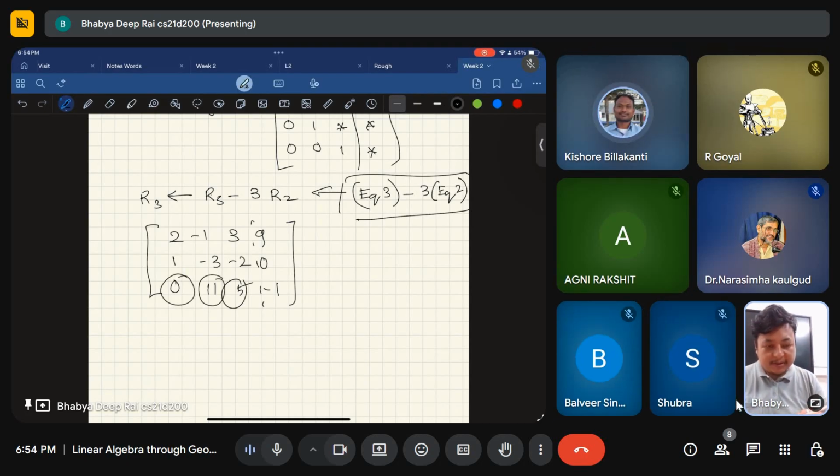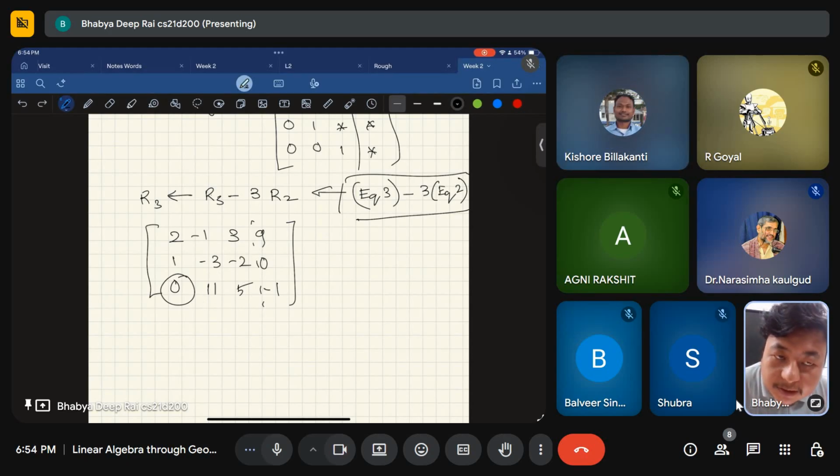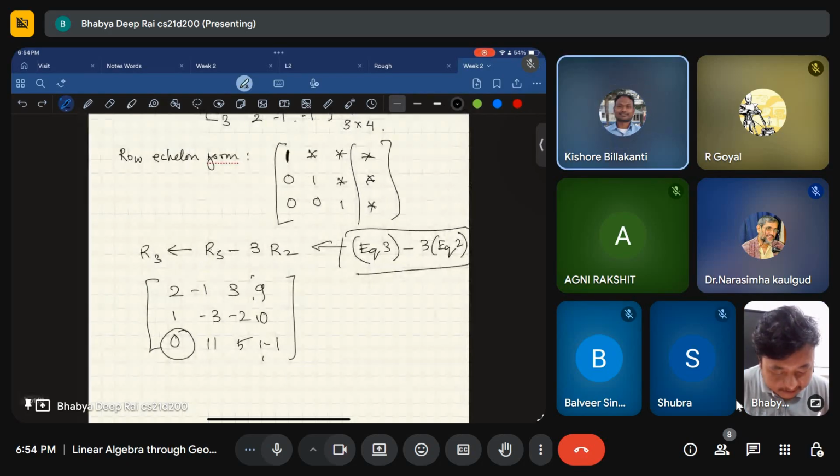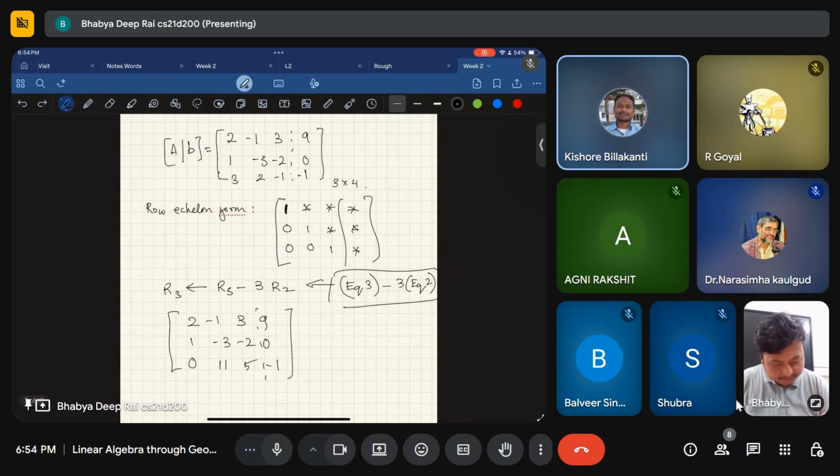It seems the element-wise should be 0, 11, 5 and plus 1. The last row. Is there a mistake? 0, 11, 5 plus 1. Is it plus 1? Yeah, minus 3 and minus 1. Oh, okay. Wait. Sorry. 0, 11, then 5 is incorrect, you said?